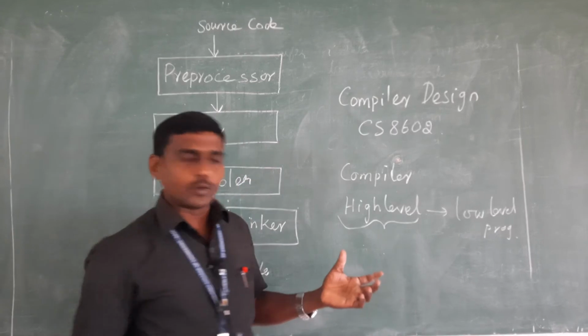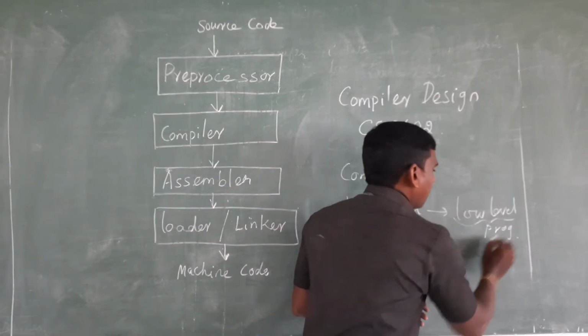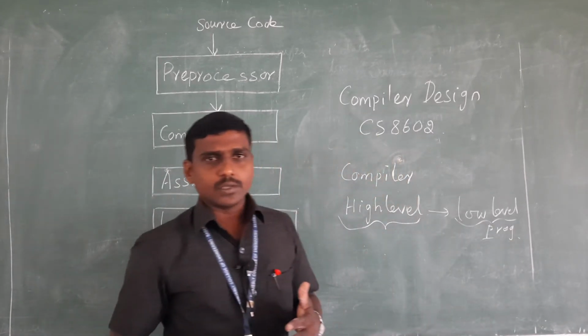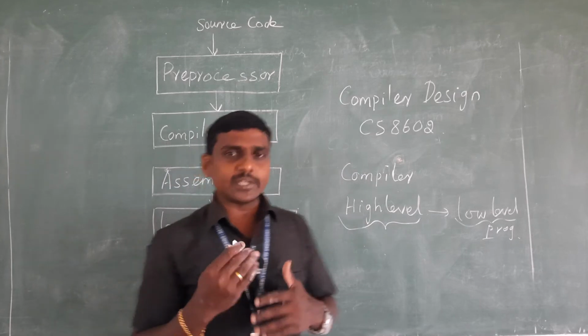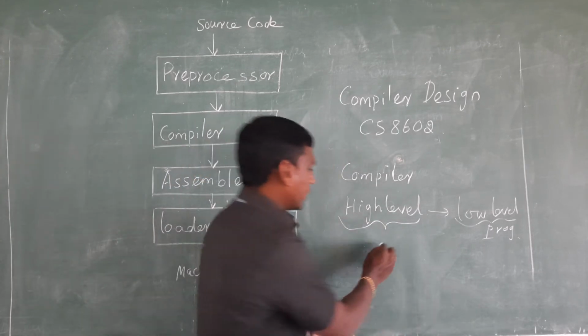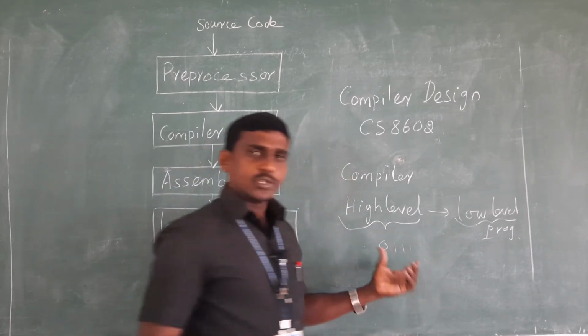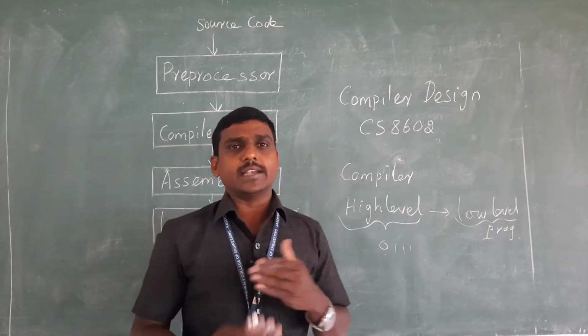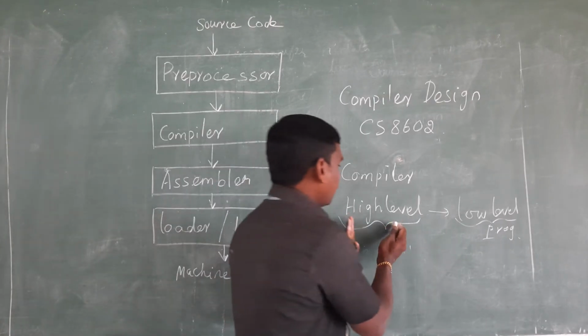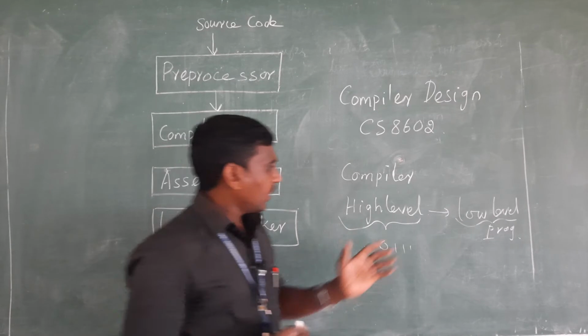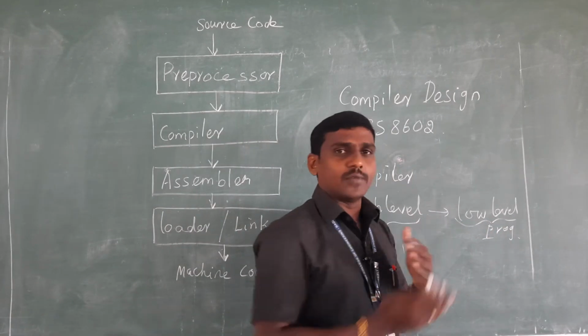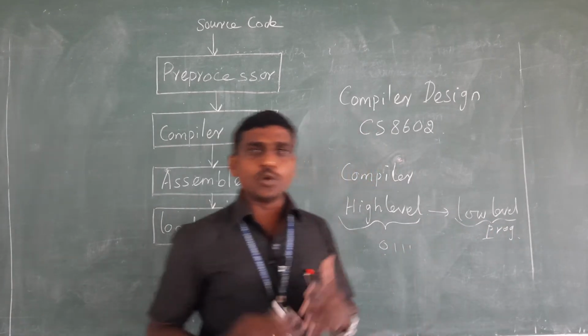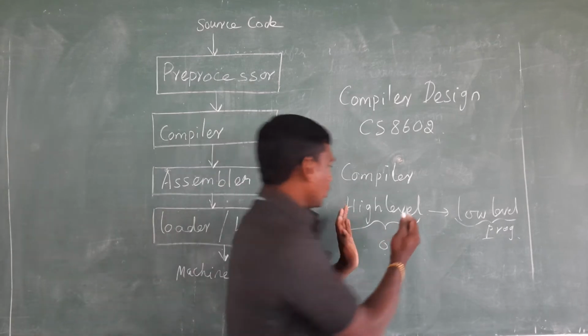What is a low level program? A low level program is a machine understandable program. You know the computer understands zeros and ones, right? So only this digital format the computer understands. So a high level program is an ordinary English program, but the machine understands only the low level program, that is zeros, ones, etc.